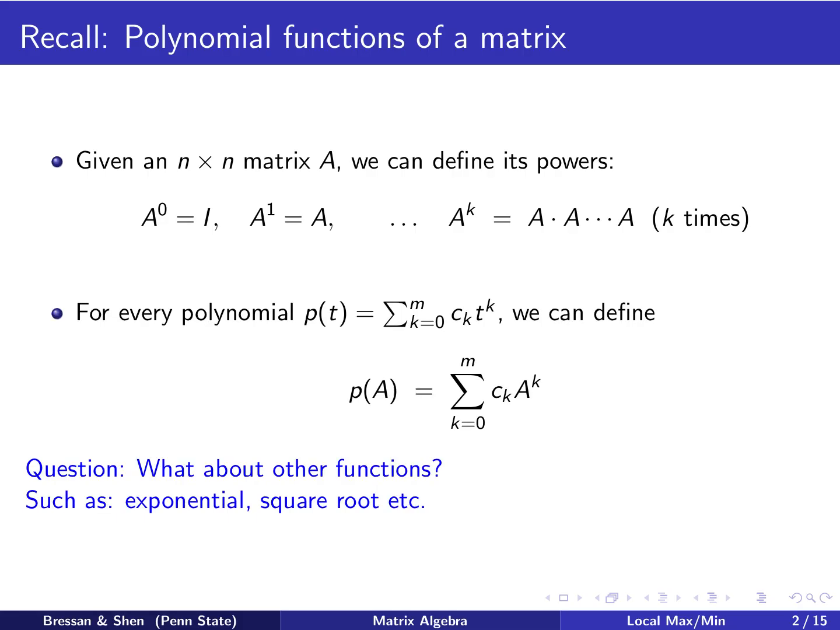And then for every polynomial p of t, where t is a scalar number, this is defined as the sum of c_k times t to the power k, summing over k from 0 to m. The equivalent version with the matrix as the variable would be p of A, the sum over k from 0 to m of c_k times matrix A to the power k, where matrix A to the power k is defined above.